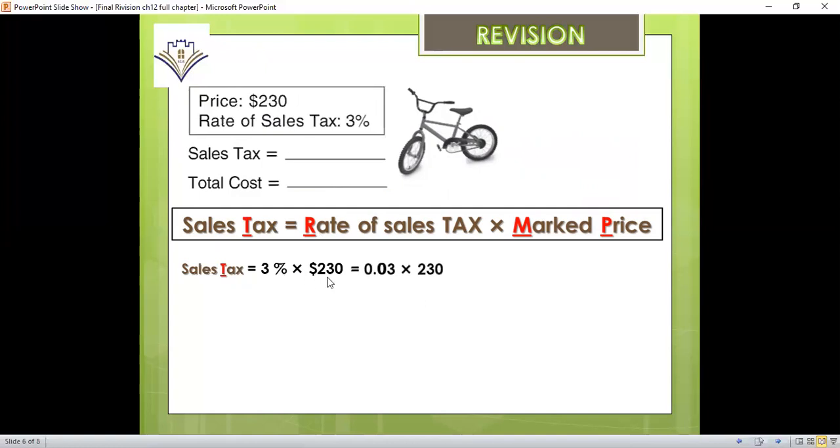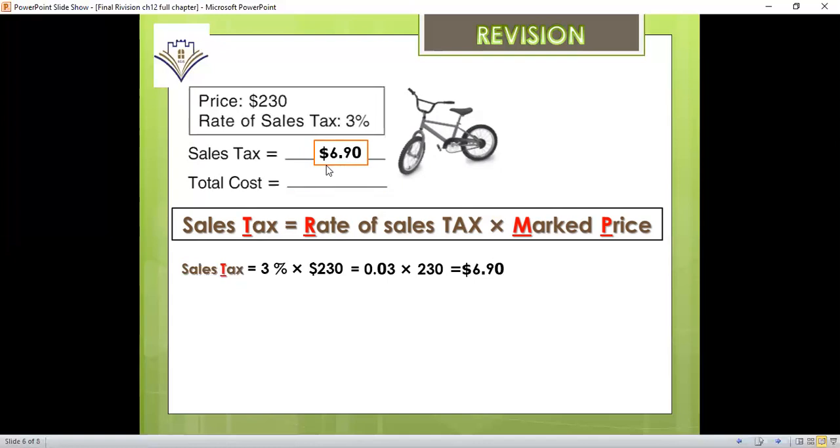Then the answer is equal to, we can write 3% as 0.03, or 3 divided by 100. Then 0.03 multiplied by 230 is equal to $6.90. This amount is the sales tax. This is the first point. Then the sales tax is $6.90.